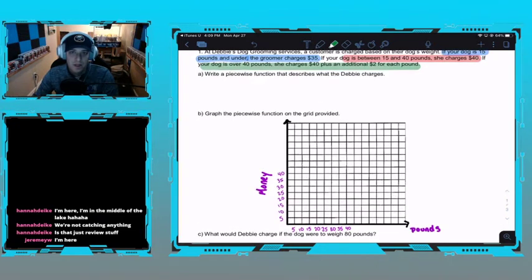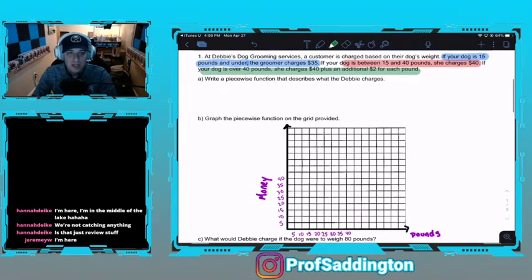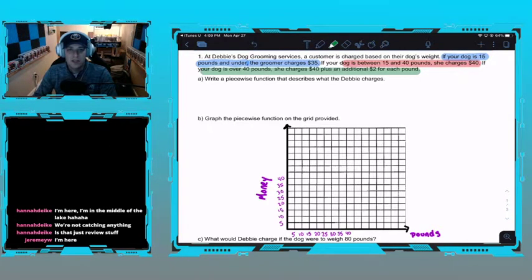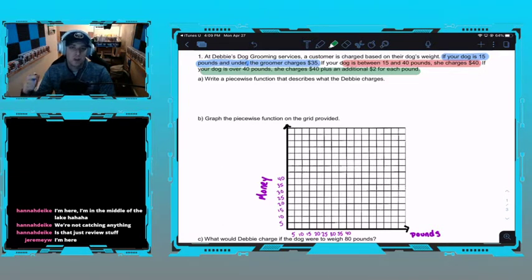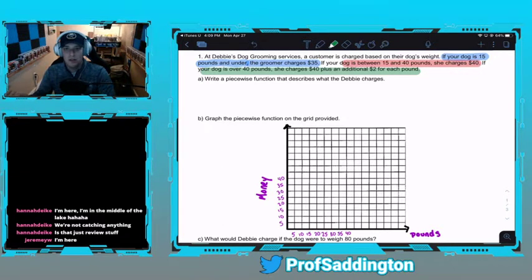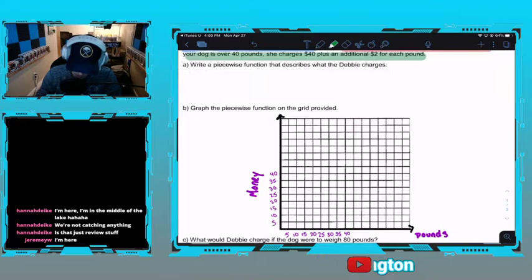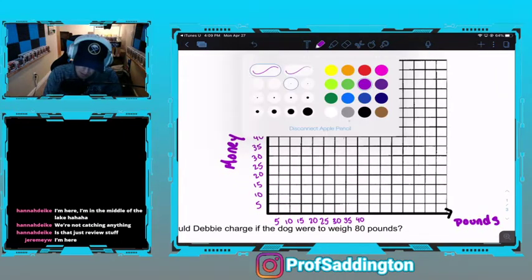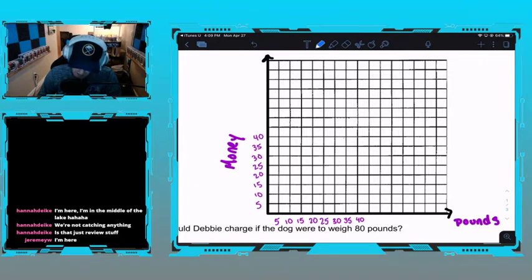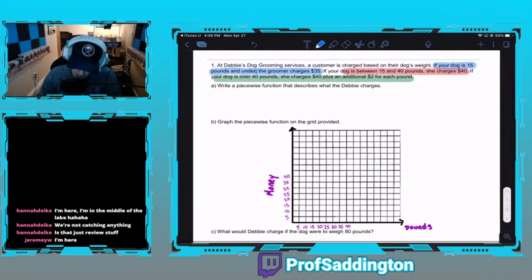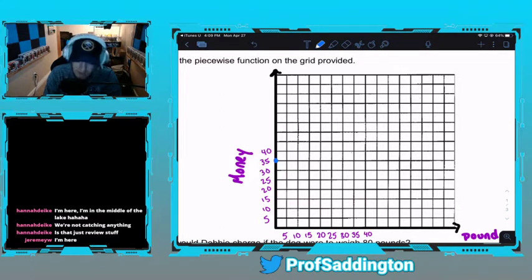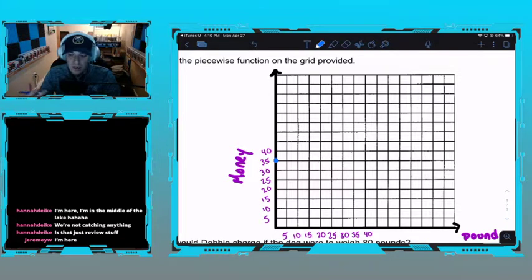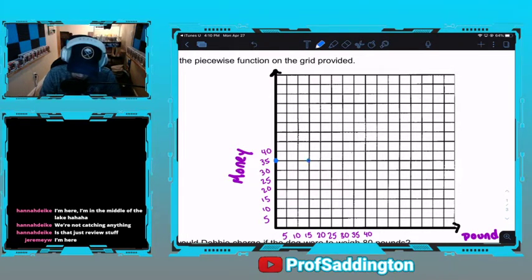So the first one is going to be pretty easy to graph because what you guys will notice is it's the same price for any dog that weighs under 15 pounds. So if they weigh 15 pounds, 14 pounds, 13 pounds, all the way down to 1 pound, it's going to cost the same price. So I know from 0 all the way up to 15, it's going to cost us, what did it say? $35. So I'm going to put a dot here at 35, and I'm going to be careful with that dot. I'm going to show it as a closed dot right now, but I'm going to be careful with that right now. And it's going to go all the way to 15 pounds.